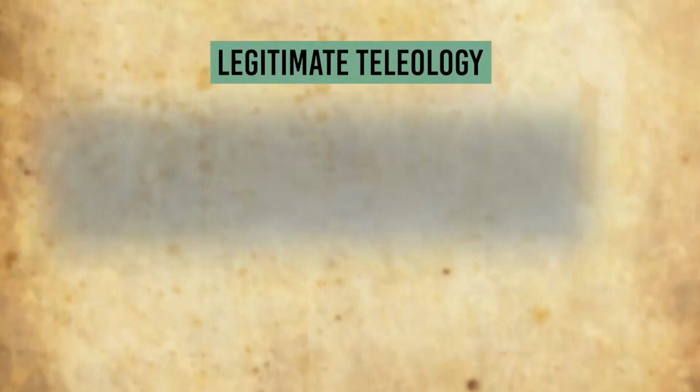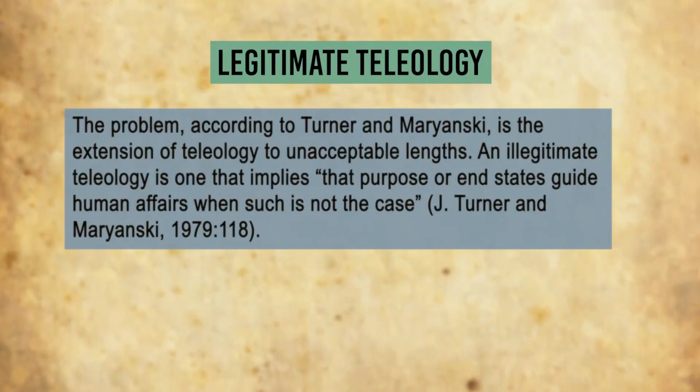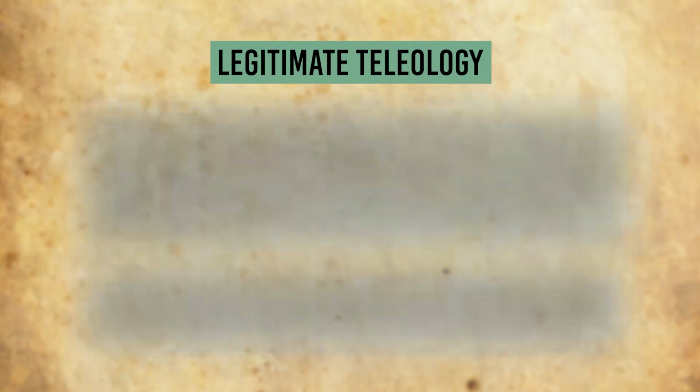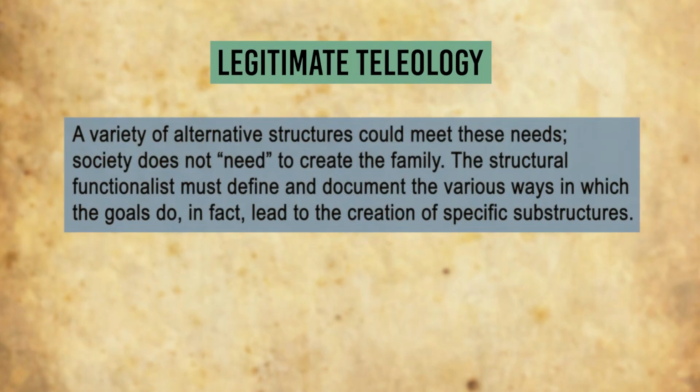Now, we have certain criticisms, the teleology and the tautology. These are certain criticisms which have been leveled against Robert Merton and his form of functionalism, and let's see what they are. The problem, according to Turner and Maryanski, is the extension of teleology to an unacceptable length. An illegitimate teleology is one that implies that purpose or end states guide human affairs, which is not the case. For example, it is illegitimate to assume that because society needs procreation and socialization, it will create a family-like institution. A variety of alternative structures could meet these needs.